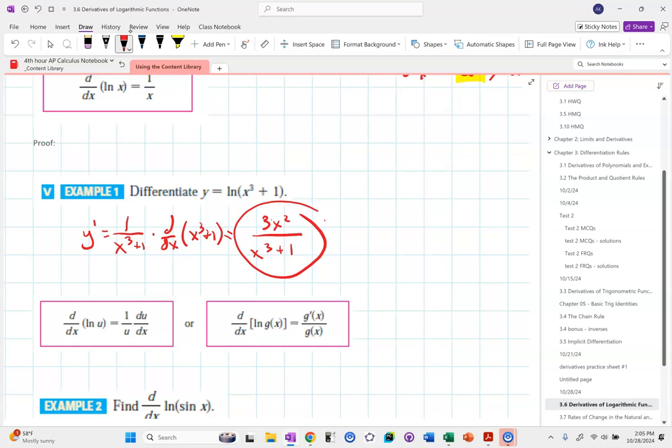Are these formulas worth memorizing here? No. It's just a special case of the chain rule where the outer function is the natural log, right? No big deal.